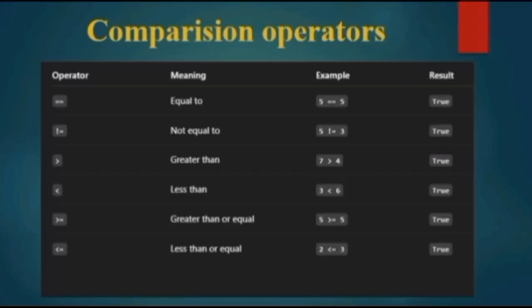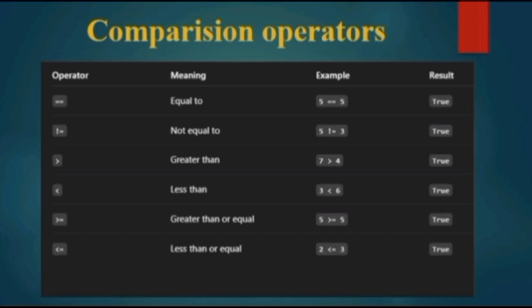Comparison operators. You can see the table of comparison operators, which are used in programming to compare values and return true or false based on the condition. So here you understand the comparison operators. Equal to checks if two values are the same. Example, 5 == 5 is true because 5 is equal to 5. Not equal to checks if two values are different. For example, 5 != 3 is true because 5 is really not equal to 3.